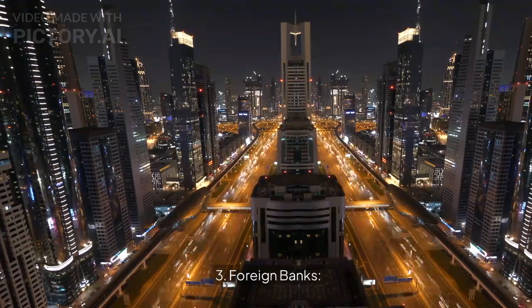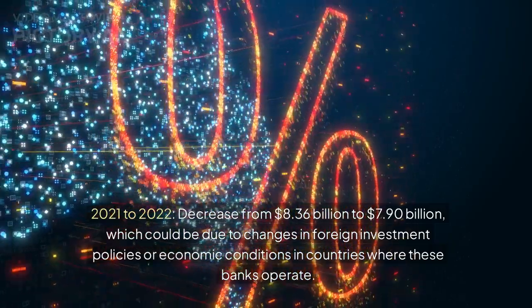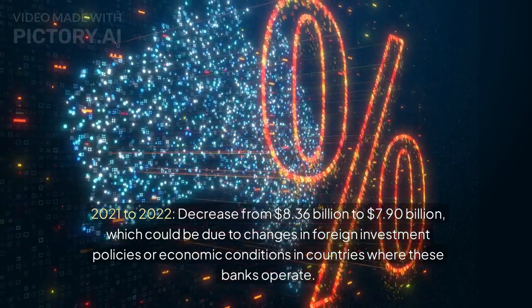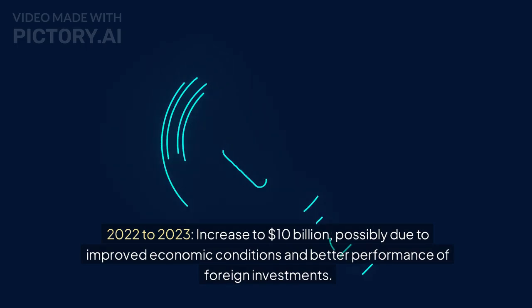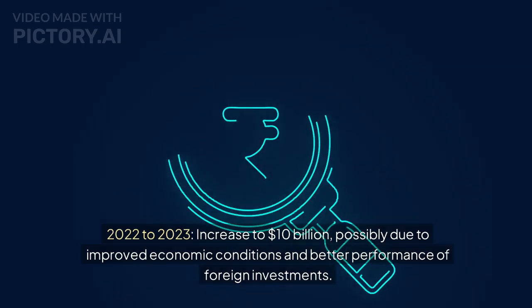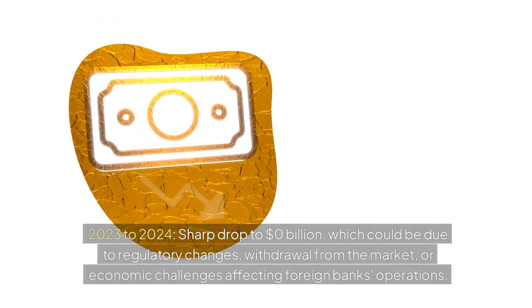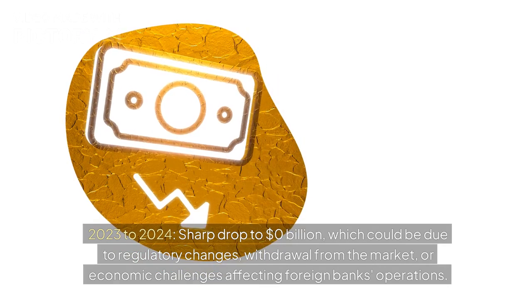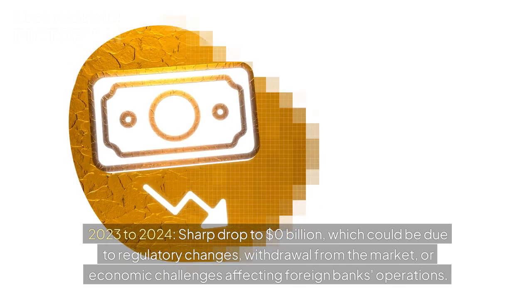3. Foreign banks, 2021 to 2022, decrease from $8.36 billion to $7.90 billion, which could be due to changes in foreign investment policies or economic conditions in countries where these banks operate. 2022 to 2023, increased to $10 billion, possibly due to improved economic conditions and better performance of foreign investments. 2023 to 2024, sharp drop to $0 billion, which could be due to regulatory changes, withdrawal from the market, or economic challenges affecting foreign banks' operations.